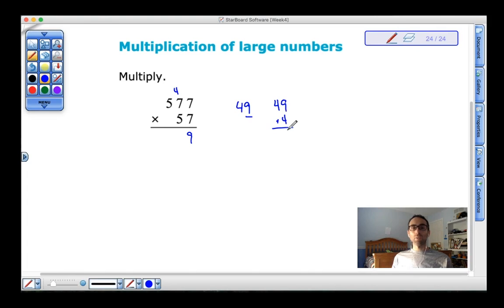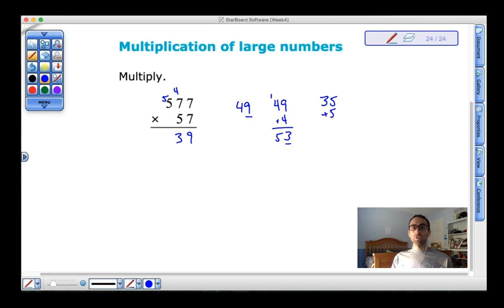9 plus 4 together is going to be 13. 1 plus 4 is going to be 5. So I have 53, so the 3 can come down. 5 is going to go right up over here. And now I can do 7 times 5. So 7 times 5 is getting the answer of 35. But I have to add to it the 5 from before.